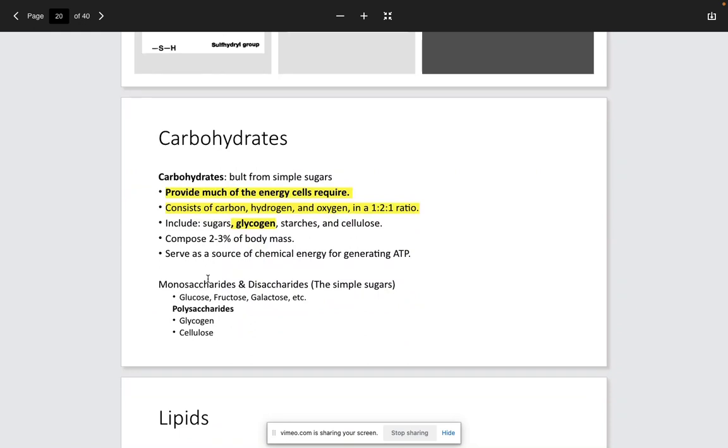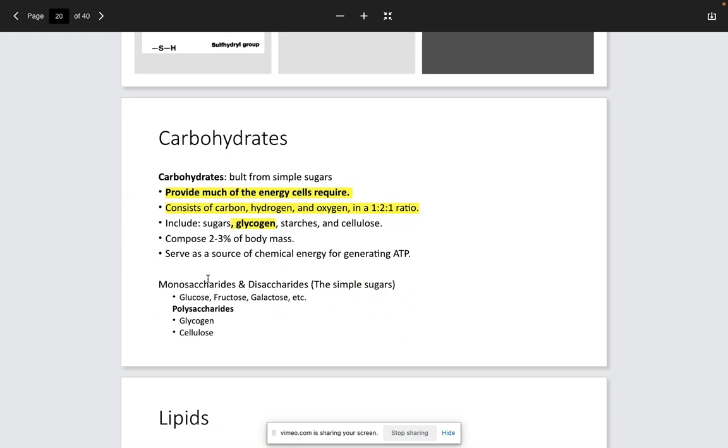What is important is the next group that we're going to talk about, the carbohydrates. We're going to get into the organic molecules. The organic molecules, if you remember, consist of carbohydrates, lipids, proteins, nucleic acids. Organic molecules are going to be things that consist mostly of carbon and hydrogen. When we talk about carbohydrates, I want you to know that they are going to provide most of the energy of the cell.